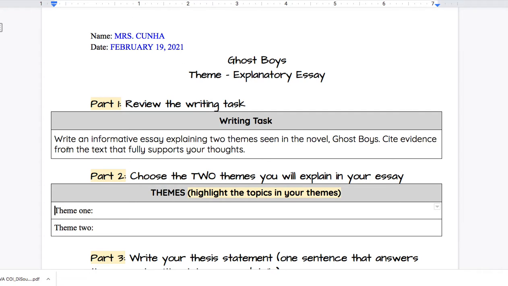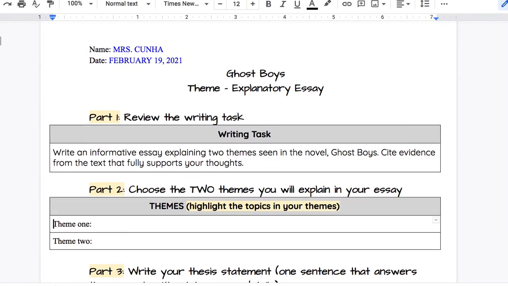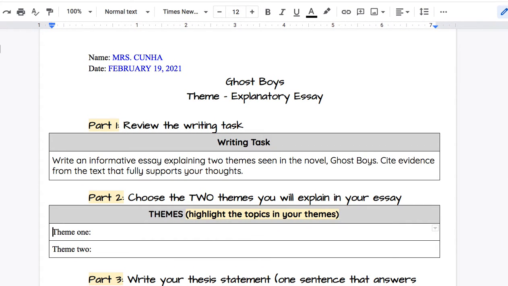So the writing task says, write an informative essay explaining two themes seen in the novel Ghost Boys. Cite evidence from the text that fully supports your thoughts. So one thing you're going to ask yourself is, okay, pause. What kind of essay am I writing? Or what kind of writing am I doing? Am I informing you? Am I trying to persuade you? Am I trying to entertain you by writing a story? What is your purpose for writing?